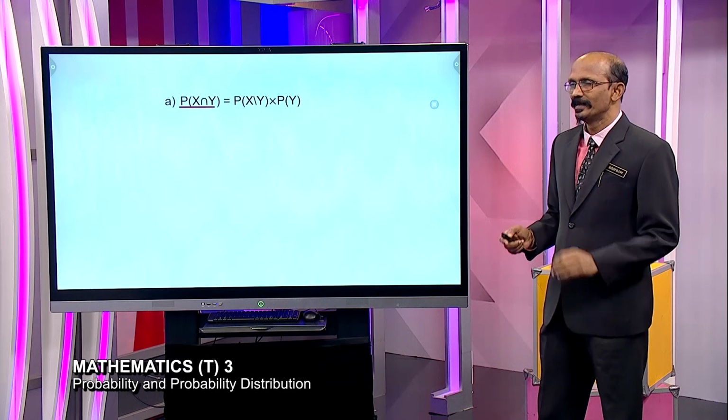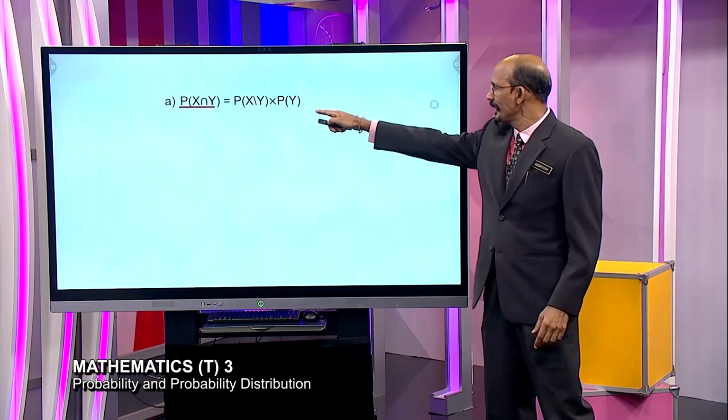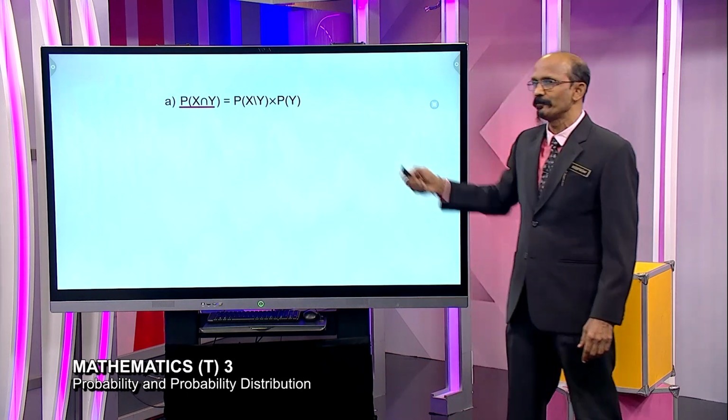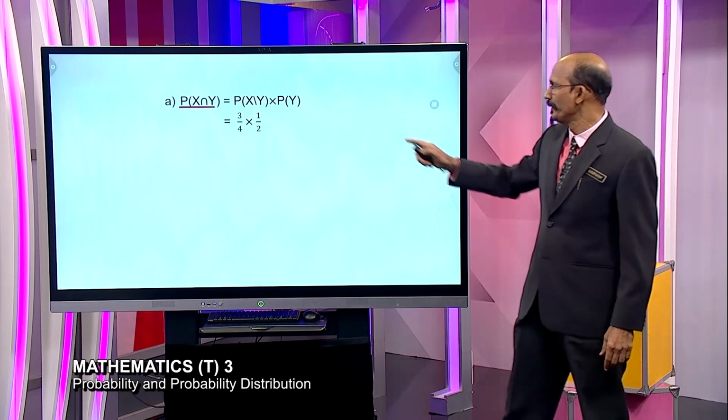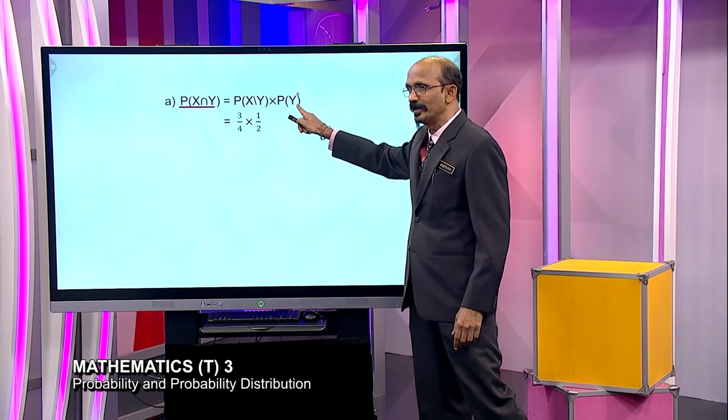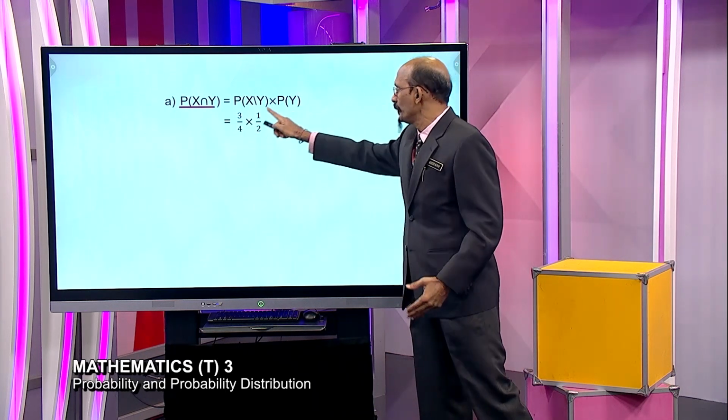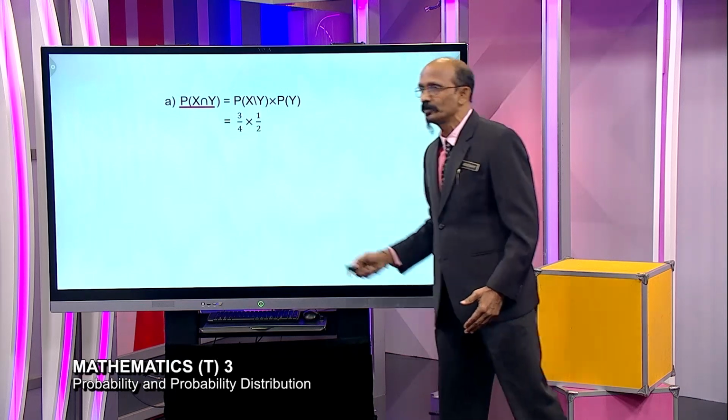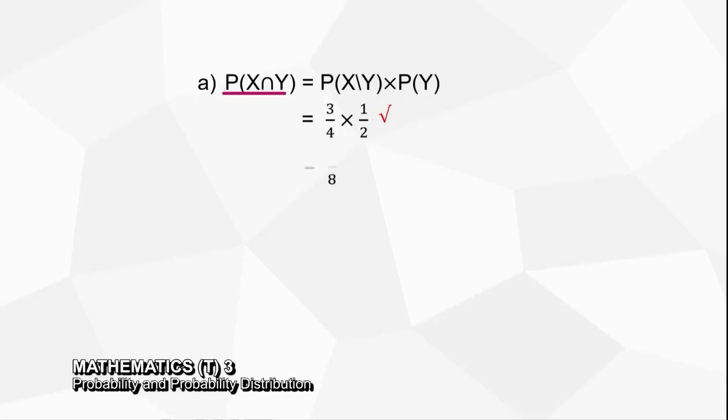Question A, because of the word both, I use the probability of X intersect with Y. So I use the main formula, which you get from the formula just now. List all the formulas. Then we substitute 3 over 4 times 1 over 2, and we get 1 mark there. And then my answer, 3 over 8, I get 1 mark. So you get 2 marks. Very straightforward question, but you should be able to convert the statement.